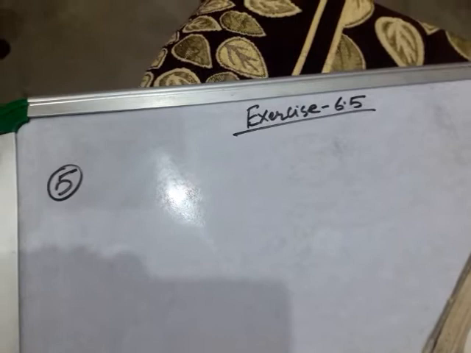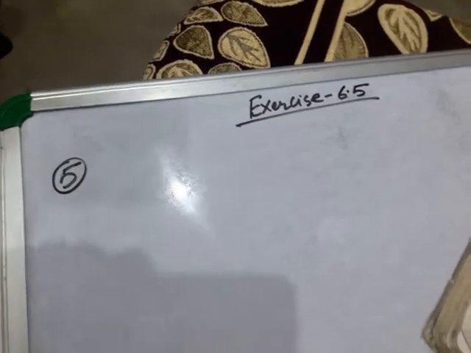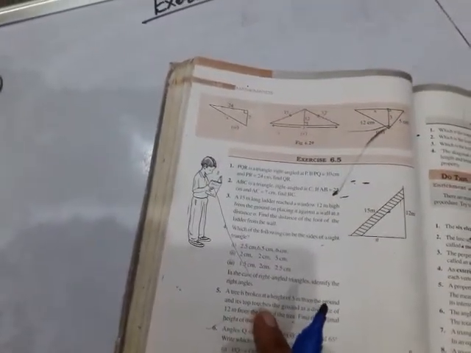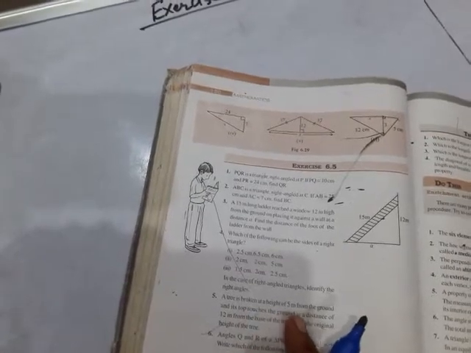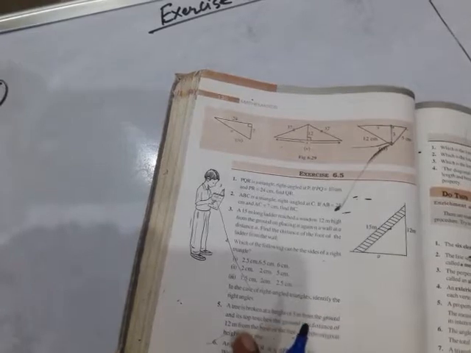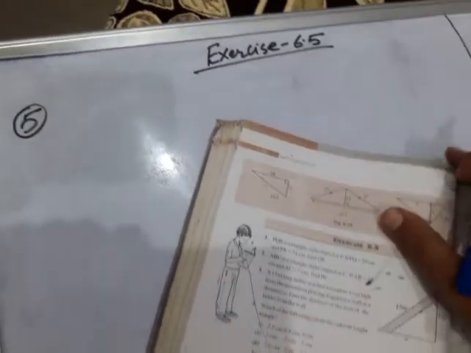Let us see question number 5 of exercise 6.5. That is the last exercise of the chapter. See question number 5, what it states. A tree is broken at a height of 5 meter from the ground and its top touches the ground at a distance of 12 meter from the base of the tree. Find the original height of the tree.